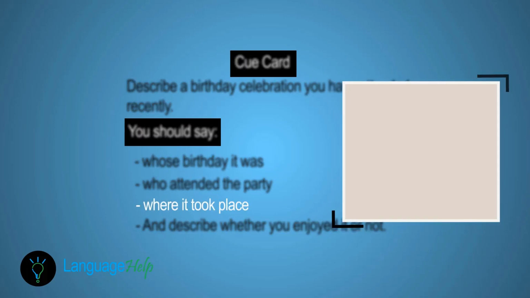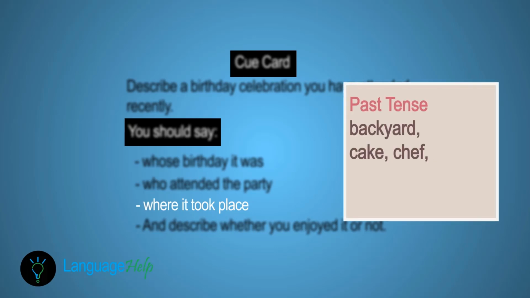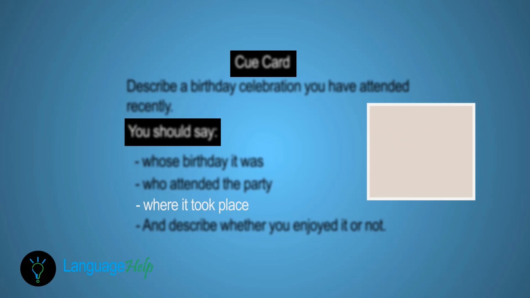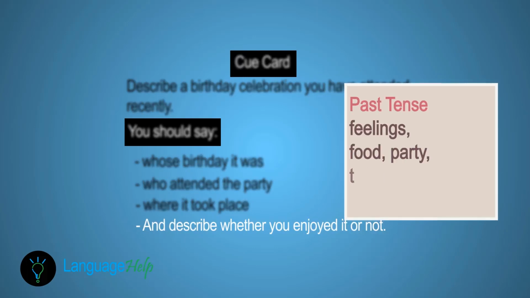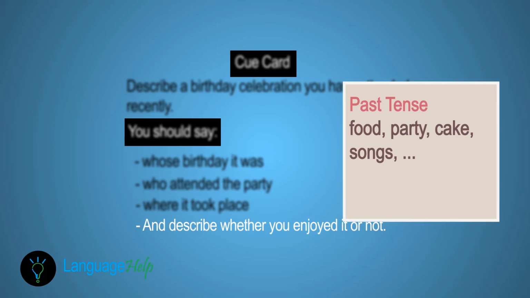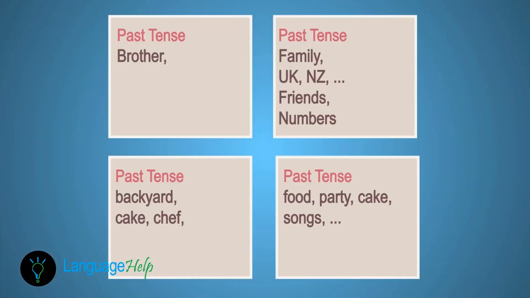The third cue needs us to talk about where it took place. We'll have to choose a location and talk about preparations. So think of the cake, the chef, the backyard, and don't forget to establish a tense. In this case, you'll be using the past tense. Now, did we enjoy the party or not? We need to talk about feelings, food, discussions that happened, maybe songs. If you're following with the exercise, your paper should look something like this.